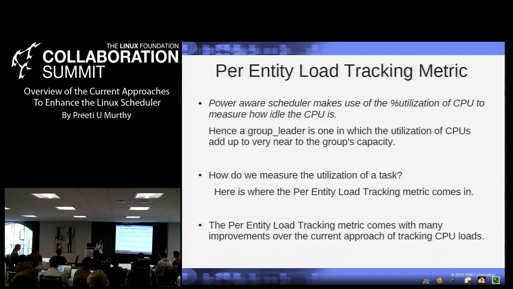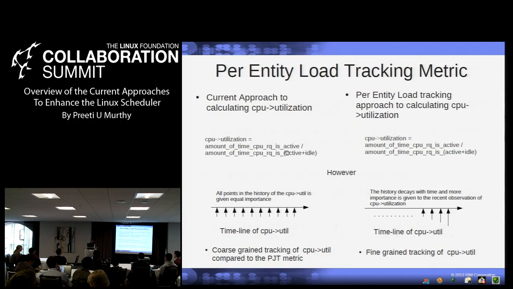The power aware scheduler, currently in its present implementation, makes use of the percentage utilization metric, and we would expect a better decision happening with it. So it would qualify a group as a group leader if its percentage utilization comes up to the CPU capacity. So that's how it evaluates a group as a group leader or a group minimum.